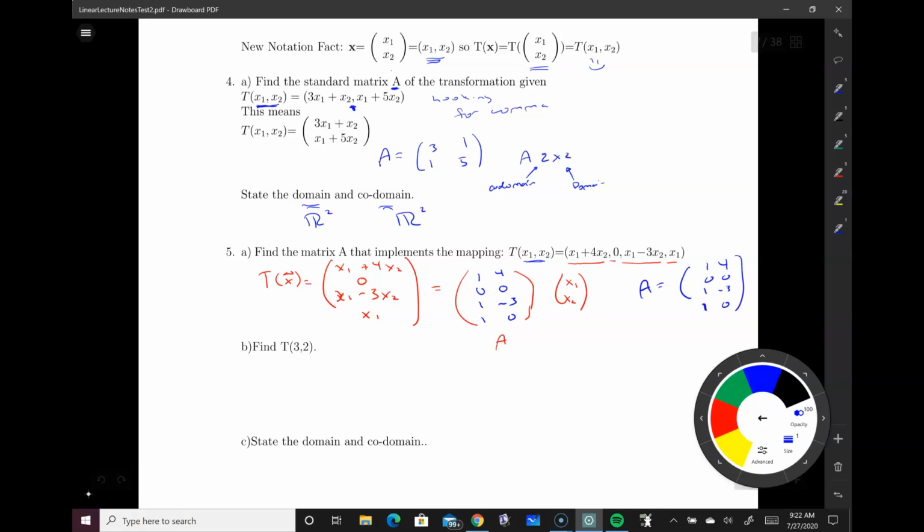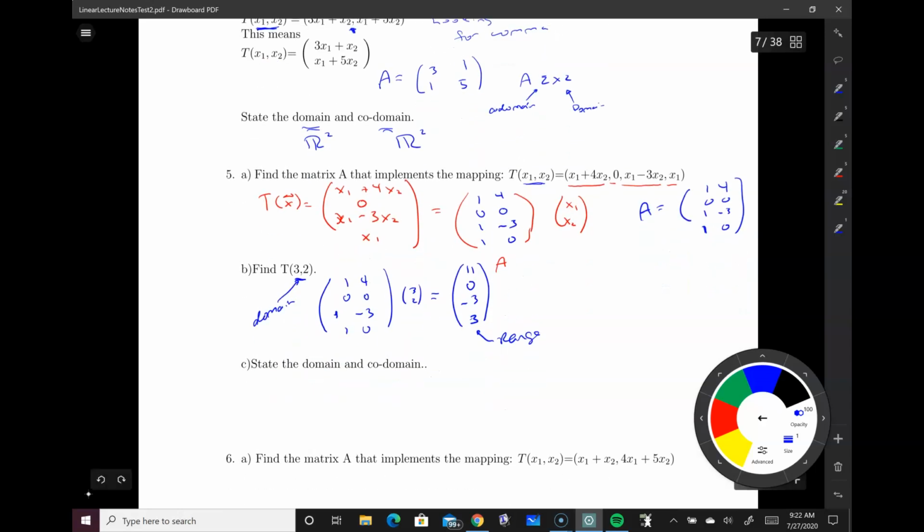All right, so to find out what happens to this domain vector, applying the transformation means take this matrix A and multiply it by 3, 2. And 3, 2 is in the domain, right? This is a domain vector, a column vector, and what it takes it to by matrix multiplication is 11, 0, negative 3, and 3. So this is in the range, not only in the codomain, but in the range. Range means something in the codomain that's hit, right?